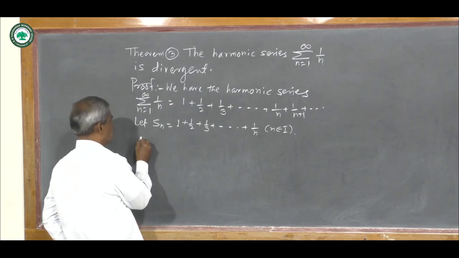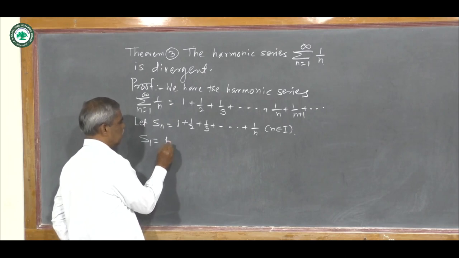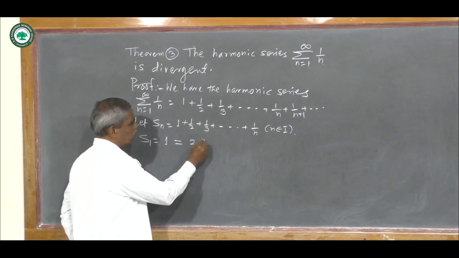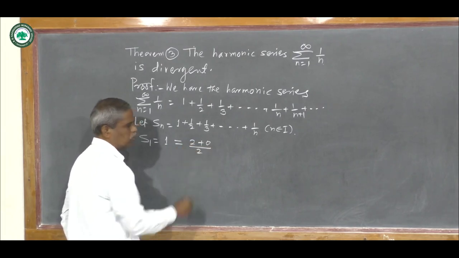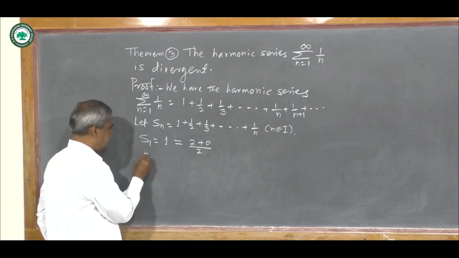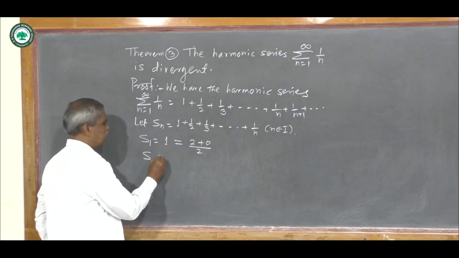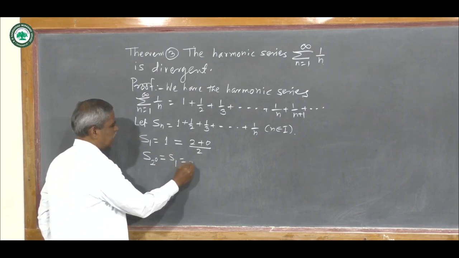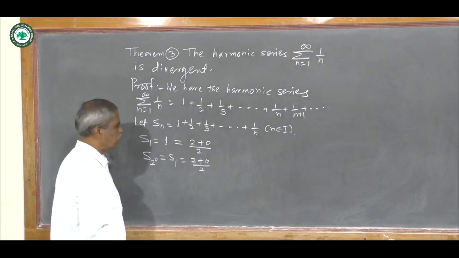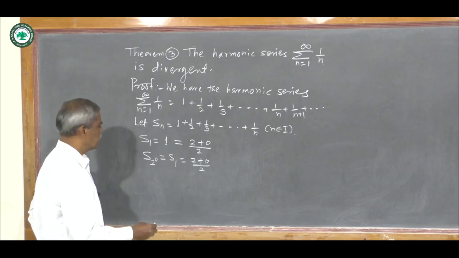Here S1 is equal to the sum of the first term, that is 1. This 1 can be written as 2 plus 0 upon 2. So S1 is S suffix 2 raised to 0, which is 1, equal to 2 plus 0 by 2.